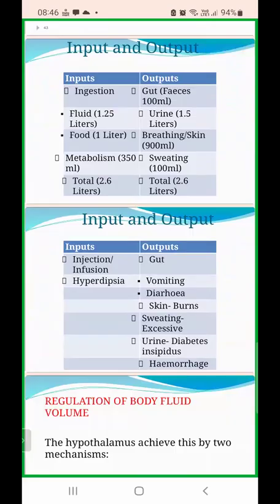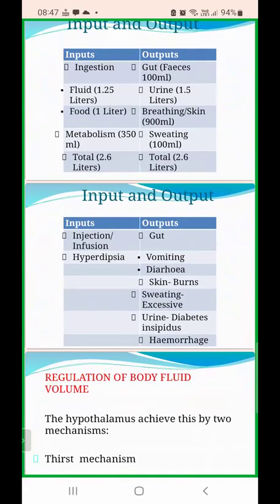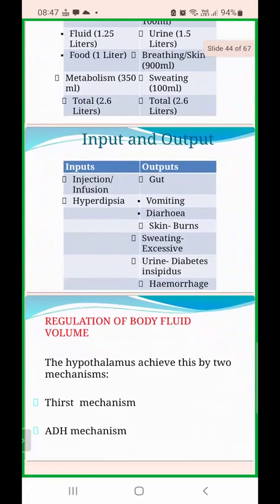Injection, infusion, and hyperdipsia are how you can modify the input. And the output: what increases it? Vomiting, diarrhea, skin burns, excessive sweating, and diabetes. And this is how the output is increasing.